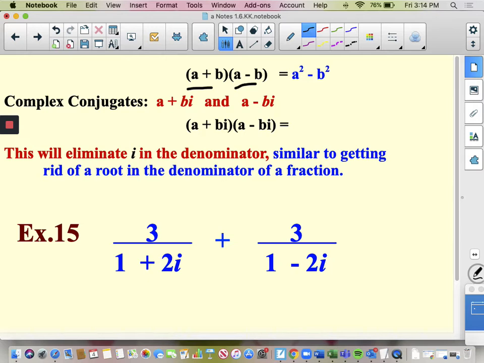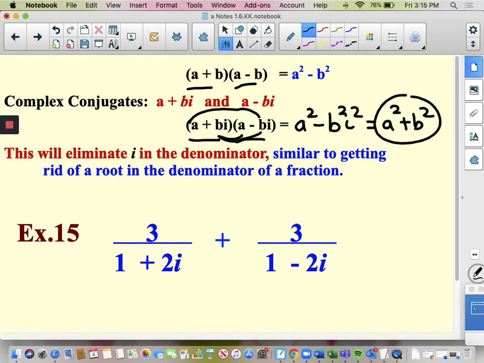Well, same with complex conjugates. If I take a plus bi times a minus bi, well, what's going to happen, and you can FOIL that if you want to see it, a times a is a squared, a times -bi, positive a times bi, those are going to cancel, right? And then my outer negative b squared i squared, but what is i squared? It's really -1. So now I'm left with a squared plus b squared, and I have no imaginary parts after multiplying. So when you multiply complex conjugates, you eliminate the i's.